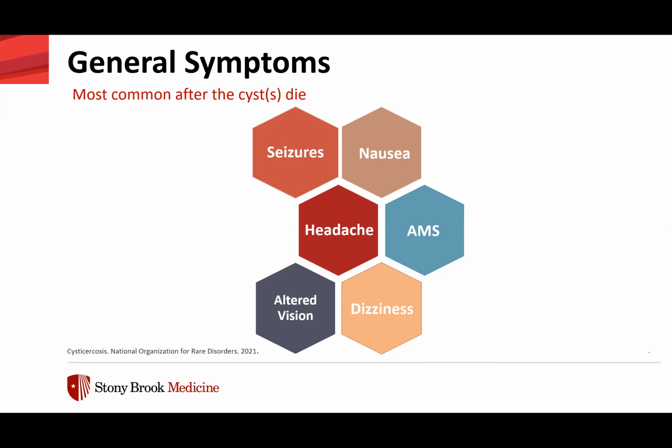Also, when we're thinking about those cysts, they can block the flow of fluid generated in the brain, resulting in an increased pressure. And this would lead to symptoms like headache, which can present as migraine-like headaches, nausea, dizziness, altered mental status as well. Cysts can block the flow within the eyes as well, and this would lead to symptoms like altered vision or even vision loss.